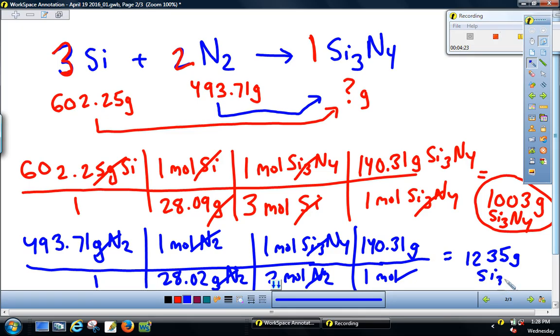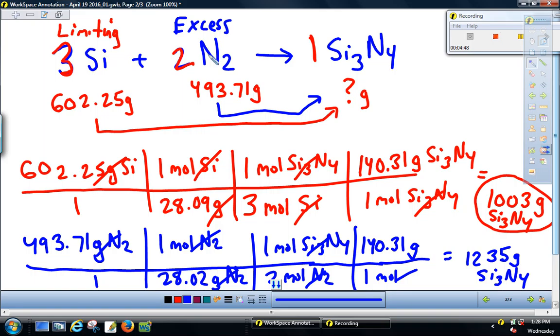we get 1,235 grams of product. Now, we can only pick one as an answer, so whichever is smaller is how much we can make. And so 1,003 grams is indeed the answer. So we determined that the silicon is the limiting reactant, and that the nitrogen, which can make more, 1,235 grams, is in excess. So there's going to be some nitrogen left over.